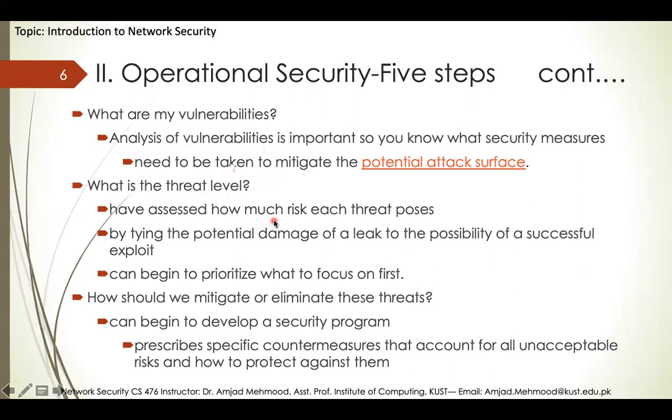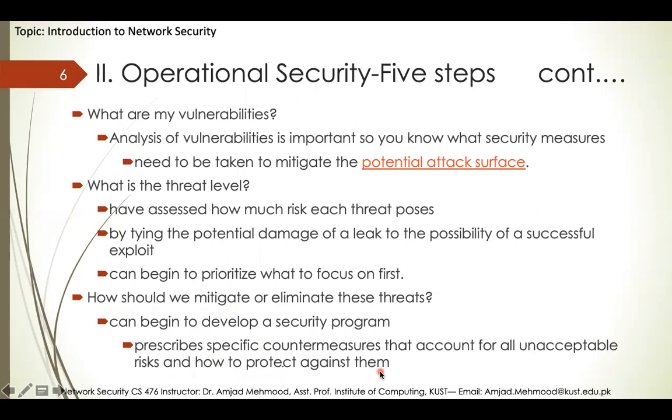Assess how much risk each threat poses by weighing the potential damage of a leak against the possibility of a successful exploit. You can then begin to prioritize what to focus on first. And the fifth and last one is: how should we mitigate or eliminate these threats? You can begin to develop a security program that prescribes specific countermeasures that account for all acceptable risk and how to protect against each of them.